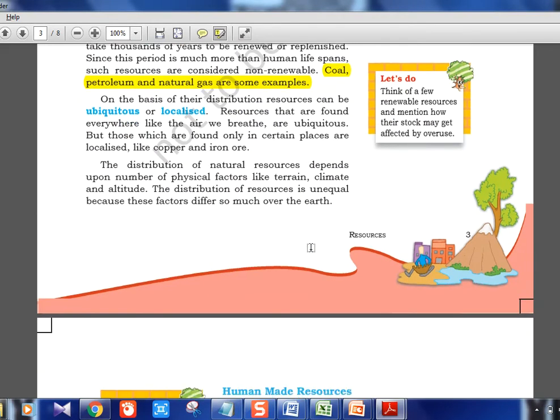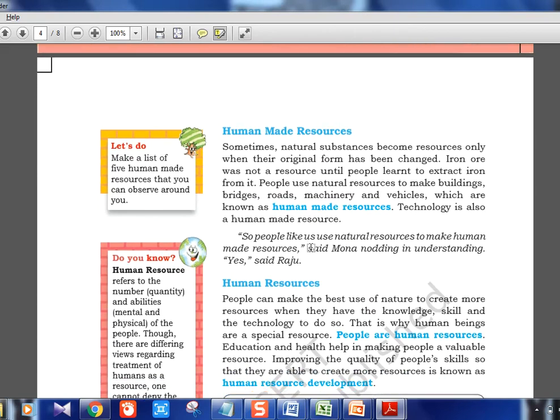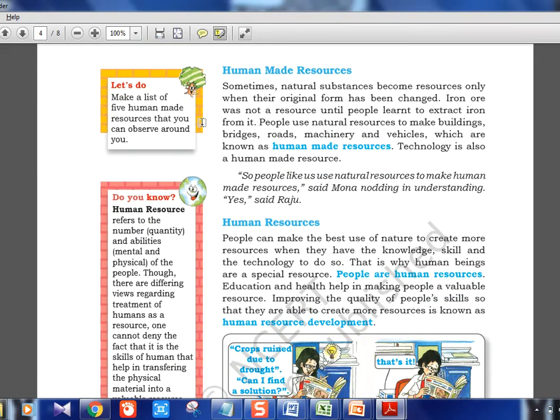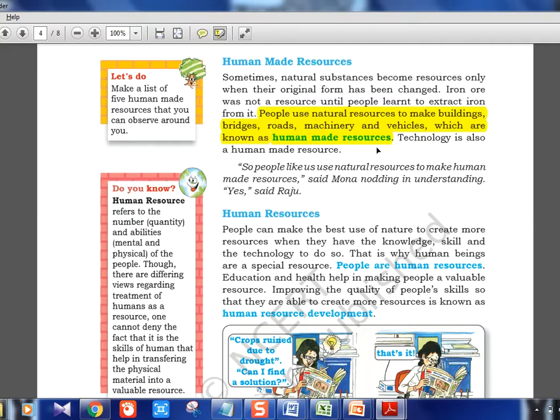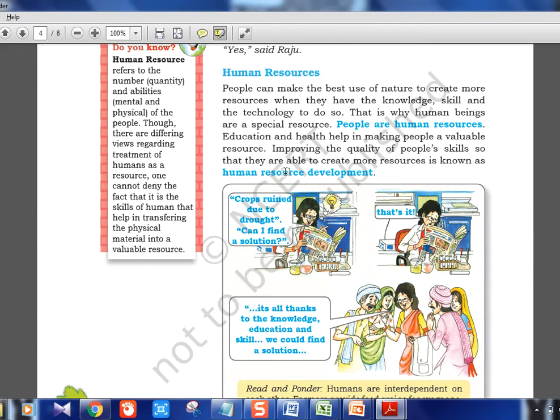Then the important thing in this chapter, human made resources. Okay, human made and human are different. Okay, human made is something which humans make, like people use natural resources to make buildings, bridges, roads, machines. So for our utility or our purpose, we create a lot of things. That is human made resources. And then what is human resources? Human resources is the humans themselves. Okay, people are human resources.